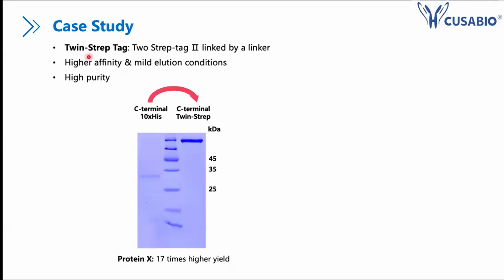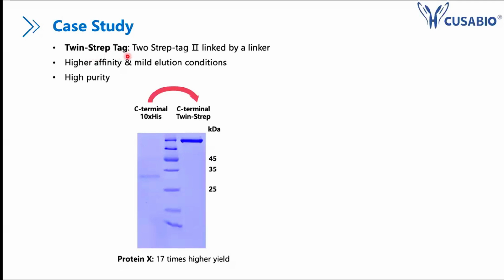Another example of fusion tags is the Twin-Strep tag. Those who have used the His tag for protein purification, more or less, have some experience with protein purity. I also know that the His tag is sometimes difficult to deal with in the mammalian cell expression system. In this case, the Twin-Strep tag will be a very good choice. The technical principle of the Twin-Strep tag is the natural strong interaction between biotin and streptavidin.